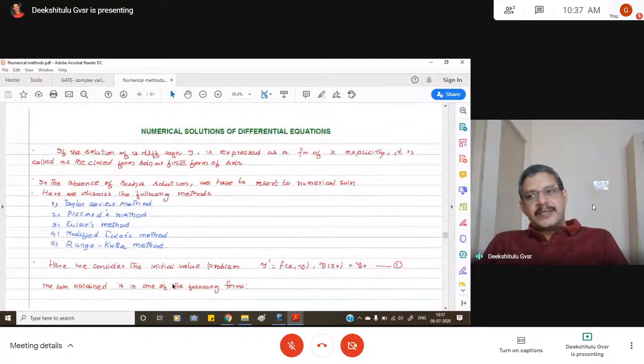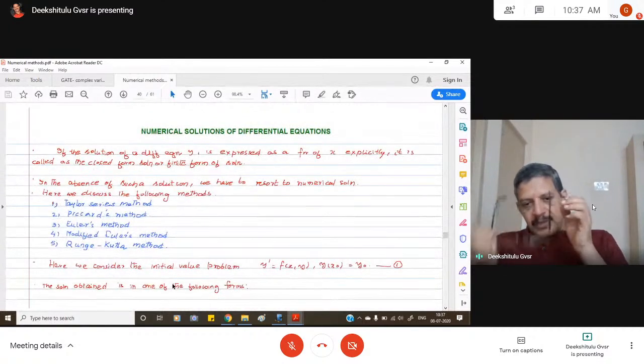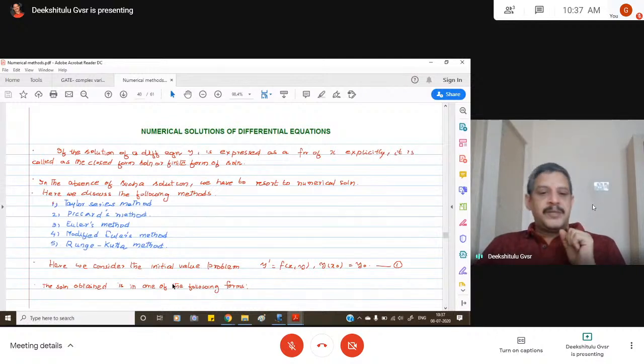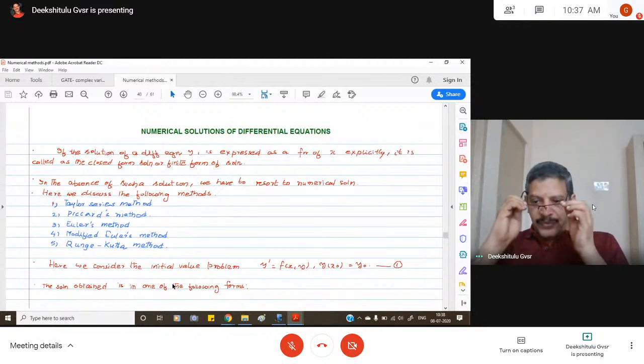Now we will go to the next idea in numerical methods, that is numerical solutions of ordinary differential equations. Actually we don't solve ordinary differential equations here, we consider initial value and boundary value problems. What is an initial value problem? An initial value problem is a differential equation along with an initial condition on the solution, like y of x0 is equal to y0.